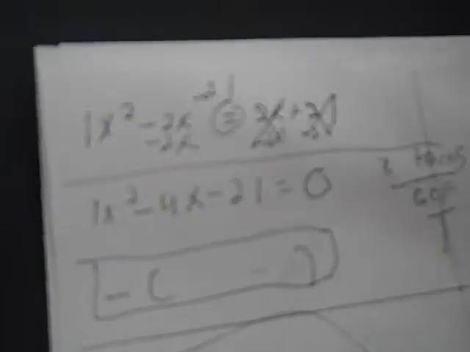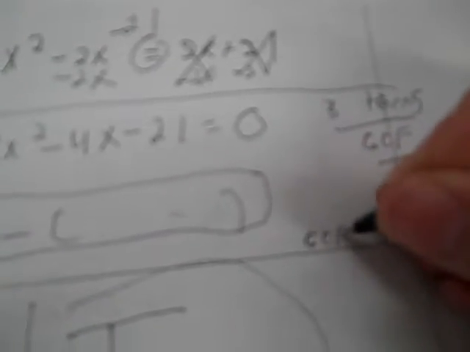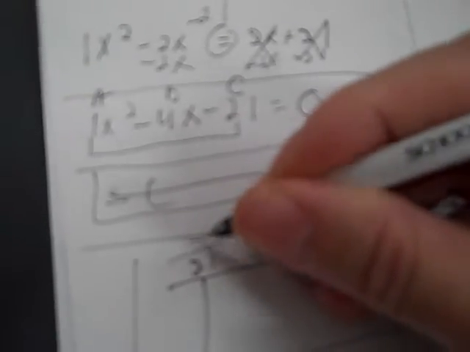Okay, now I can see we have 3 terms. So GCF and T. So the GCF, and then let's do our T. Okay, GCF. I don't have a negative. I don't have x on everything. And then my smallest number is just a 1, so there is none. Okay? So A, B, C. So A times C, I take 1 times negative 21. That's going to be negative 21.